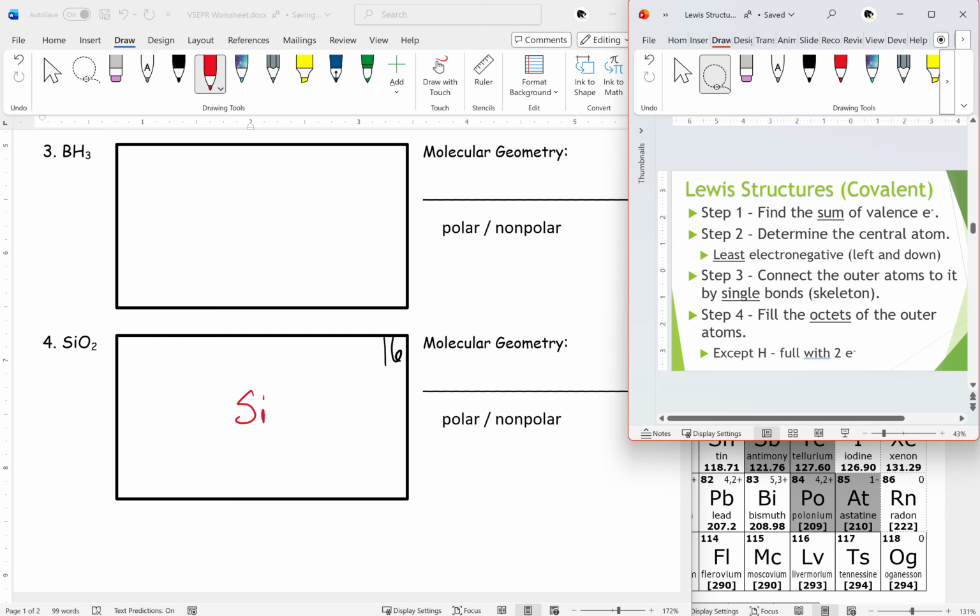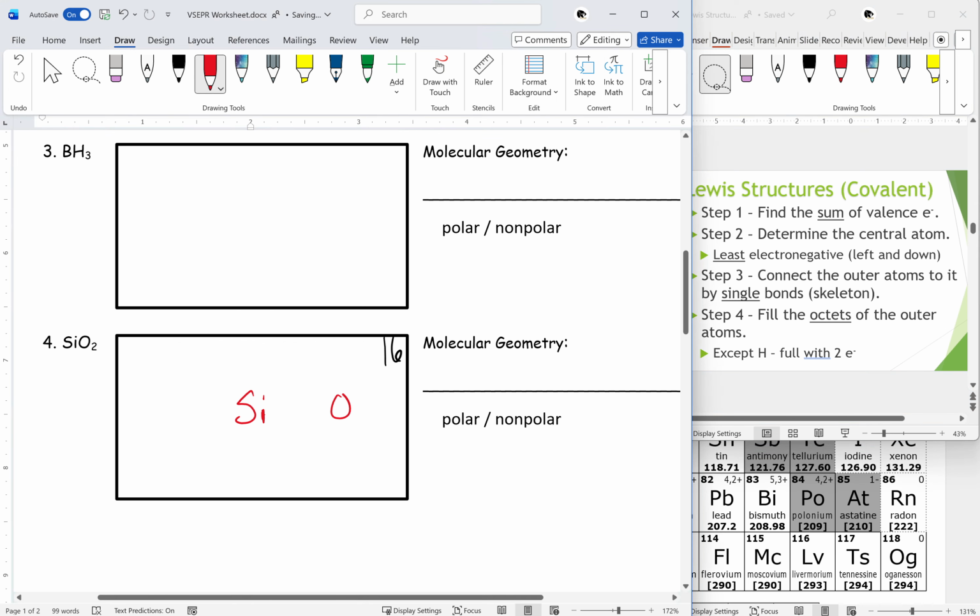Connect the outer atoms to it by a single bond. I only have 2 oxygens, so we'll put them on either side with a single bond. Anytime you draw a bond or dots, you've got to account for it. A bond is 2 electrons, and I drew 2 of them. So 4 is my running total so far. Remember, 16 is our max.